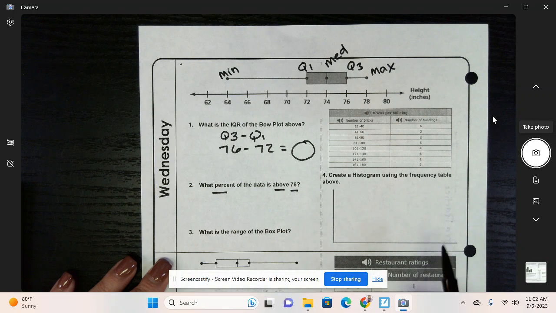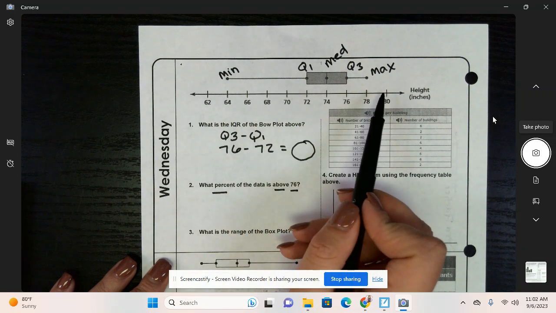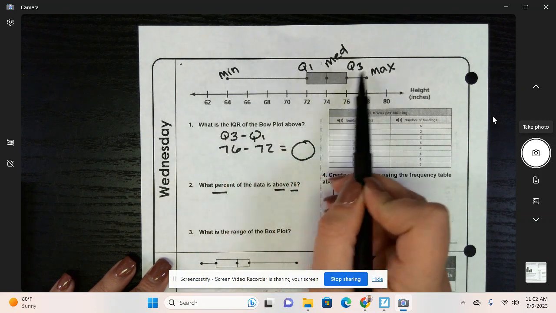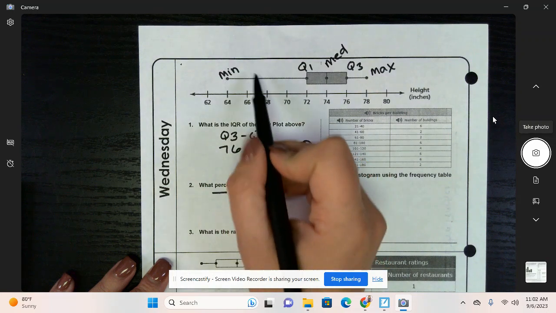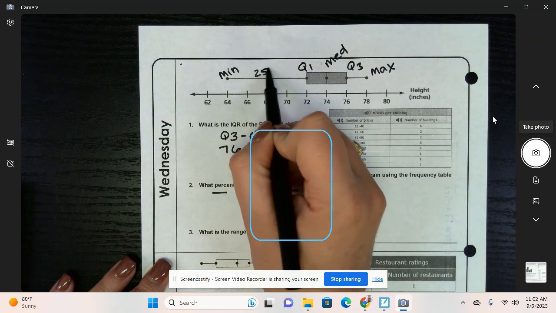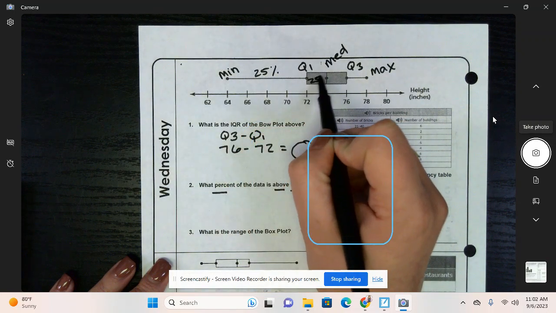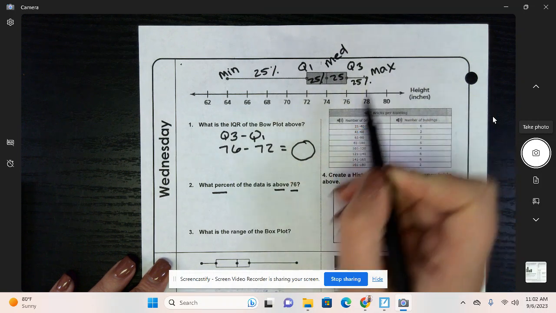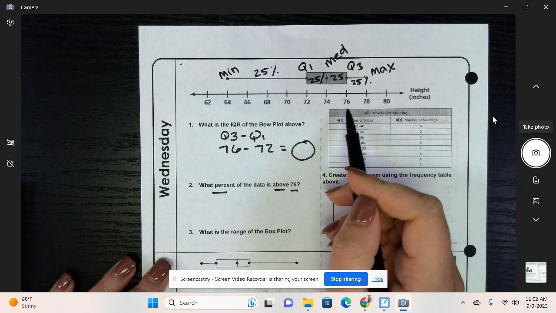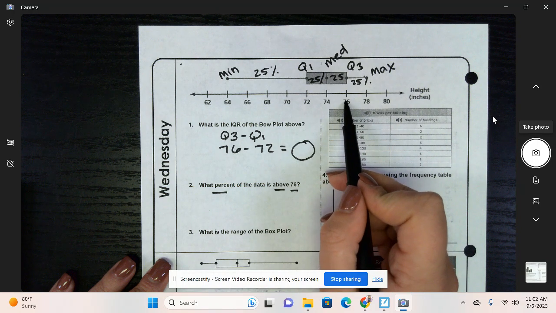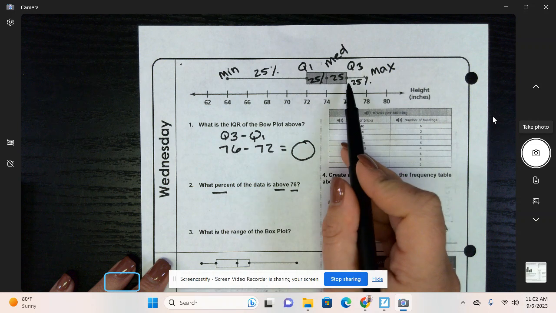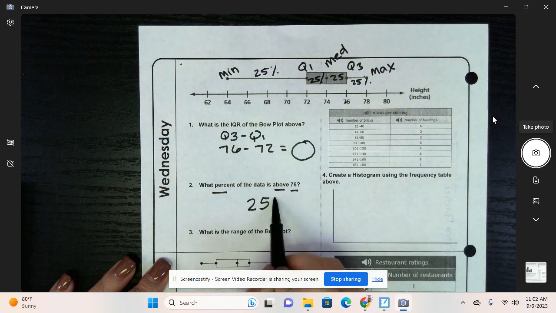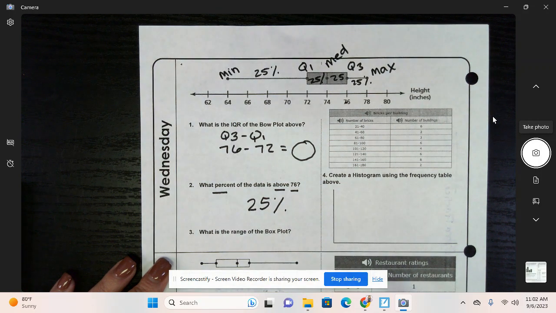We've talked about this in the past, about how there are 4 sections here. We've got a section here, here, here, and here. And so each section represents 25% of the data. So if we're looking at 76 or above, we've got from here above, so everything greater. We only have one section, so that would end up being 25% of our data.